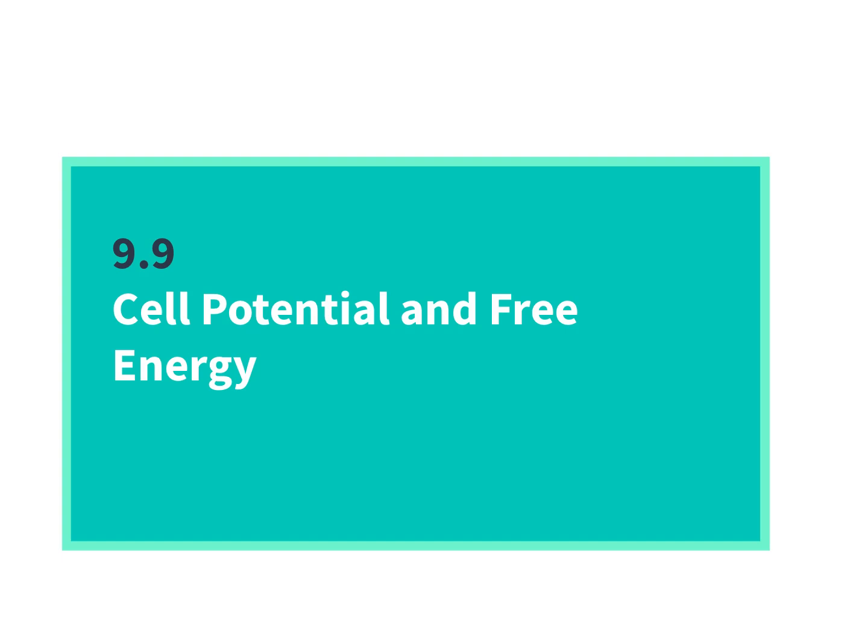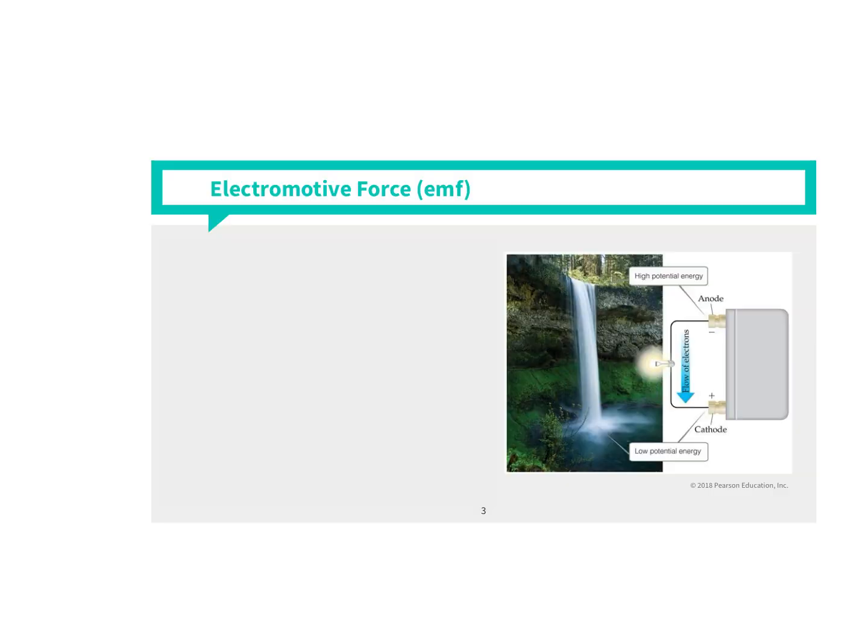Hi everyone, today we're going to continue our conversation on electrochemistry with 9.9, cell potential and free energy. So the electromotive force, also known as the EMF, is basically the flow of electrons in an electrolytic cell. It's basically the potential energy between the anode and the cathode.